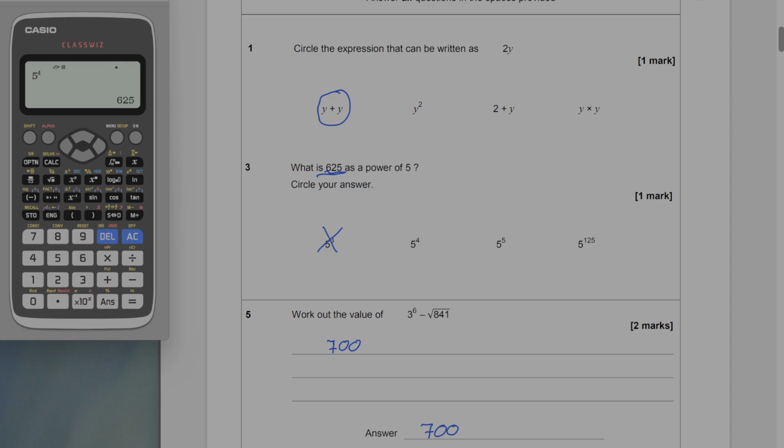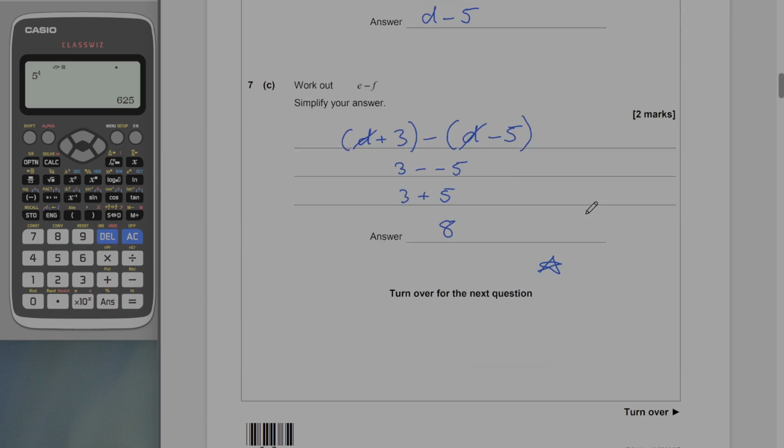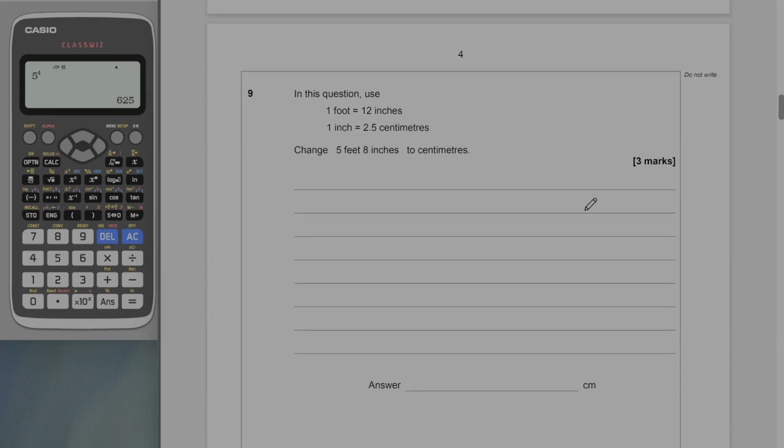So it's 625, so it should have been that one. So I'd circled the wrong one initially, misread 1 and 6. Okay, back to question 9.